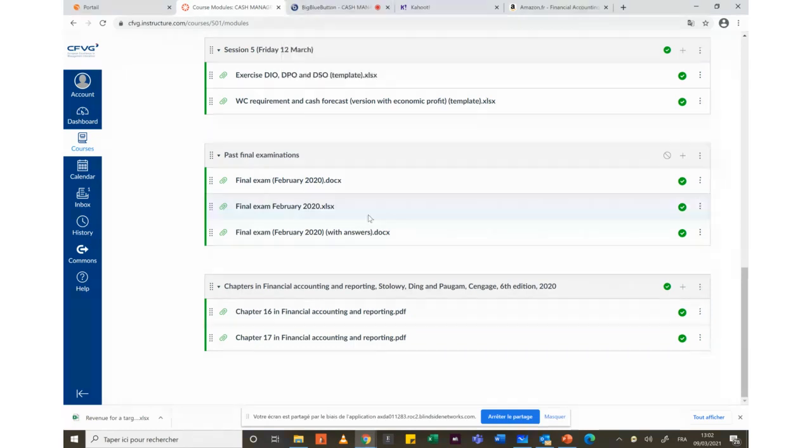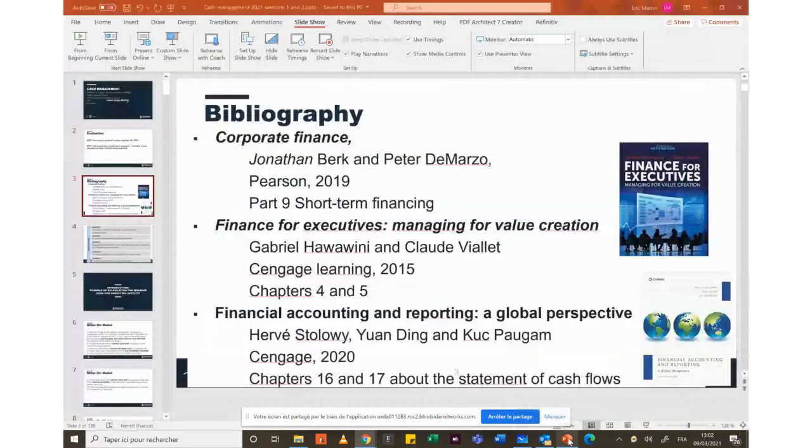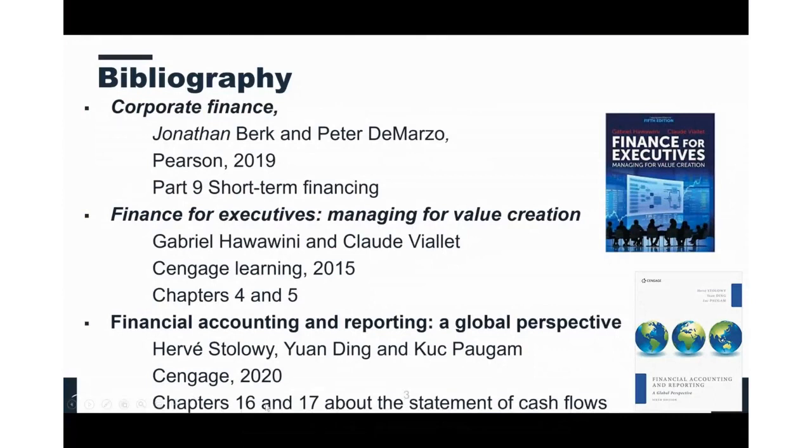So I put two chapters, chapter 16 and chapter 17 from this book in here in order to revise or to read something about the statement of cash flows if you need it. So I added in the bibliography this book, and what you need from this book is chapter 16 and 17, and they are available on Canvas.